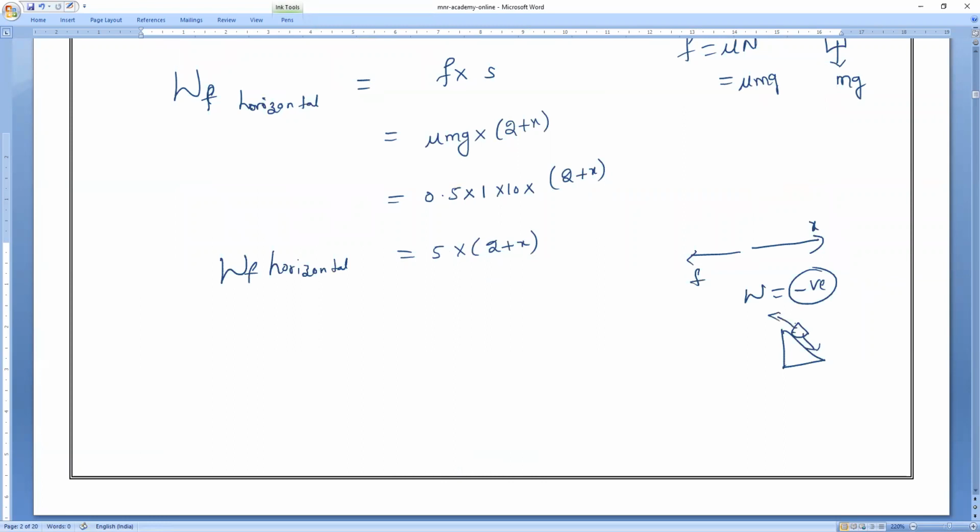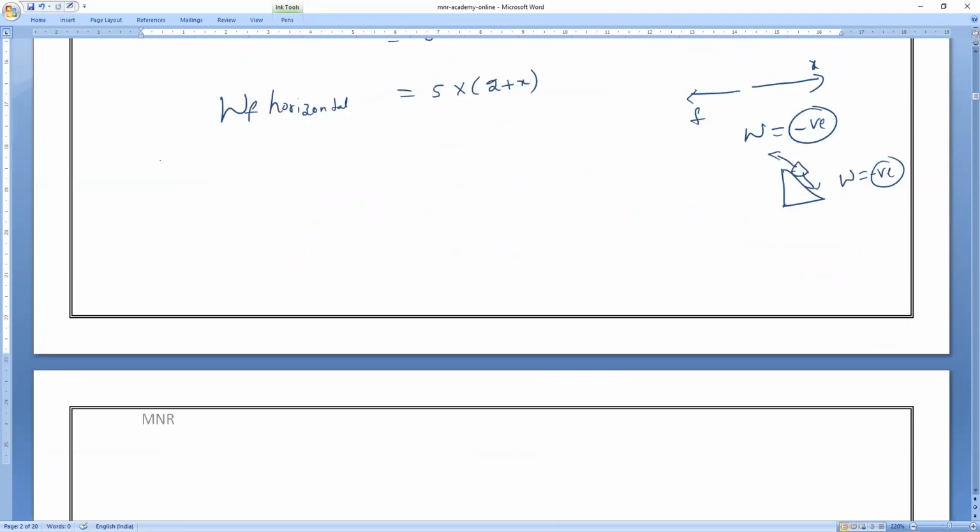In the inclined surface also, displacement is down, friction is upward. So here also work done is what? Negative. Clear? So I'll substitute both the values: minus of 8 plus 5 into 2 plus x. Will you all agree with me? Which is equal to final mechanical energy minus initial mechanical energy. Do you all understand?